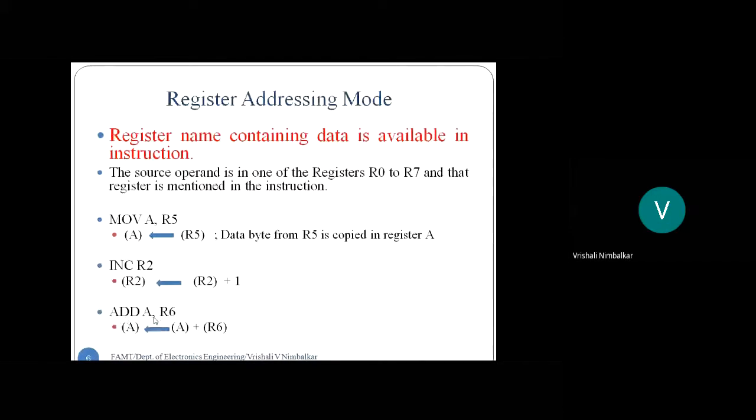The last example, ADD A, R6, addition. The destination is accumulator and the source is R6. So the data from R6 is added with the data present in accumulator and the result is stored back in accumulator. So where is the source operand? In register R6. Hence the name register addressing mode.